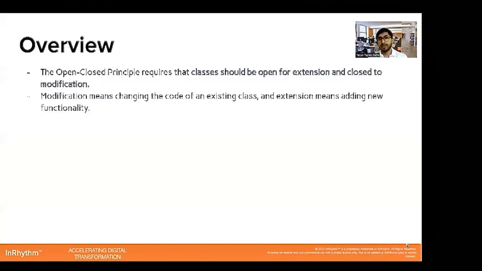Open close principle requires that a class should be open for extension and closed to modification. Now, what does this mean? Modification means changing the code of an existing class, and extension means adding new functionality or behavior, right? Let us understand that with an example.